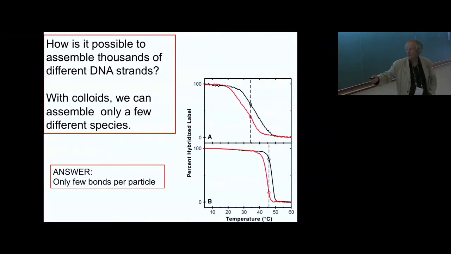So the key thing is that DNA bricks have a very limited number of bonds per particle. In these early experiments, four. I'll show experiments and simulations where we suggest that you can go beyond it, but it may not be so easy.